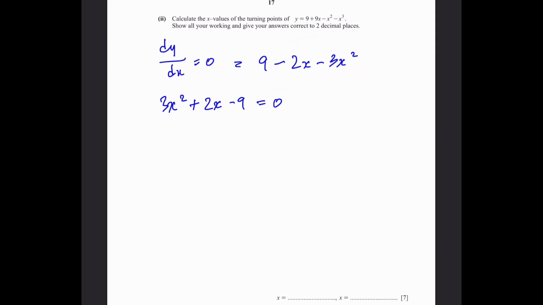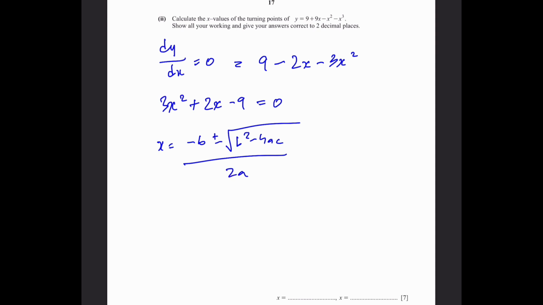Now we can use the quadratic formula. We can see that the question says give your answers to two decimal places, so there's likely no good factorization of this equation. So therefore, we can just say that we have to solve it using the quadratic formula. So x equals minus b plus or minus root of b squared minus 4ac by 2a.